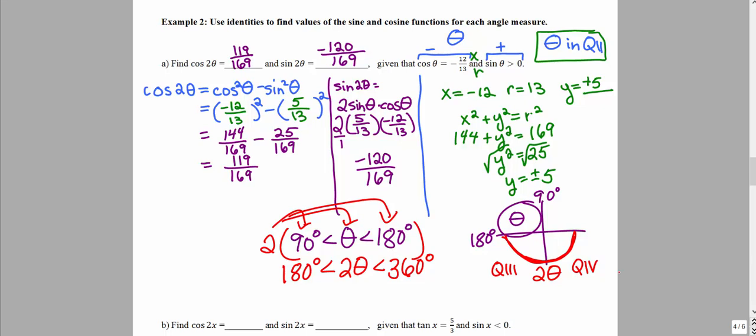Where does 2 theta live? Well, we can tell that sine was negative, cosine was positive, so that must mean that for this particular problem, 2 theta lives in quadrant 4, where cosine is positive and sine is negative.